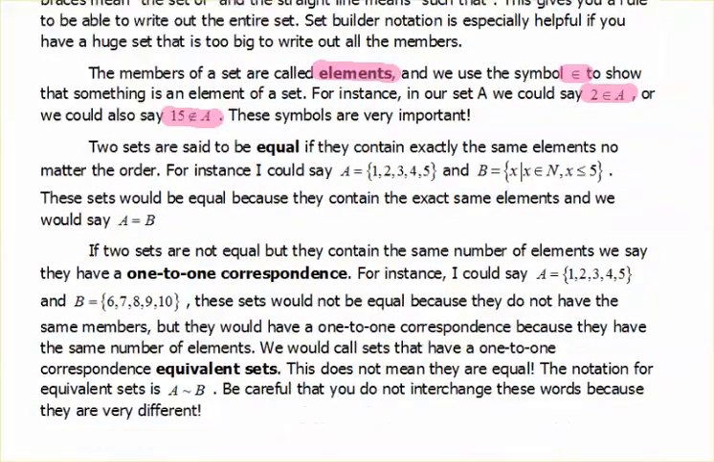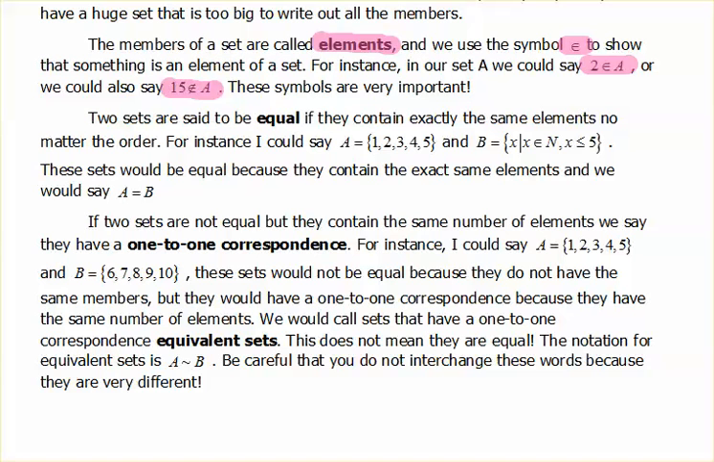All right, now talking about sets a little bit more. Two sets are said to be equal if they contain exactly the same elements. It doesn't matter the order, but they have to have the exact same elements in them. So, for instance, say again that A is the set {1, 2, 3, 4, 5}, and B is the set of all x's such that x is an element of the natural numbers. Remember, the natural numbers go from 1 to infinity, and x, and then the little comma means "and." So I should put that in there also. That little comma there means "and."